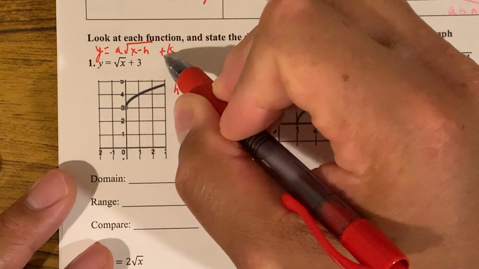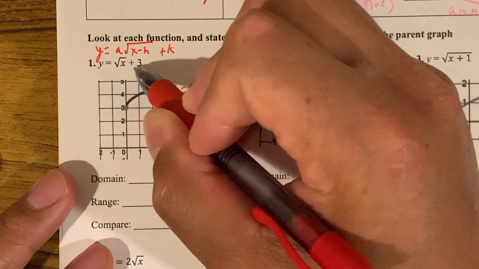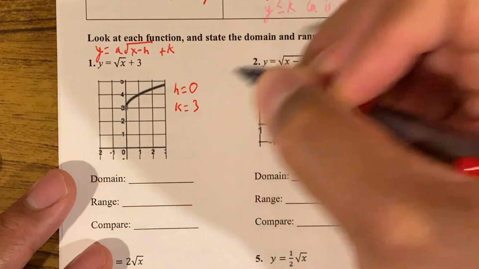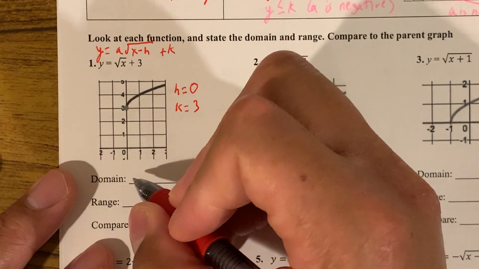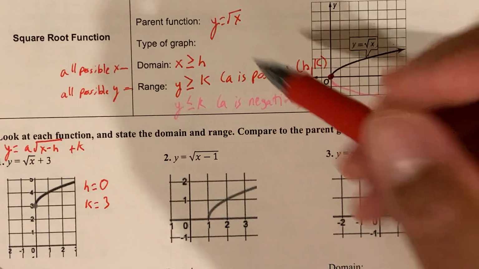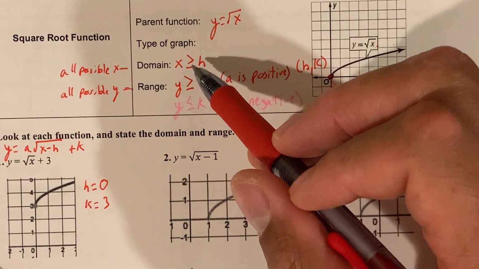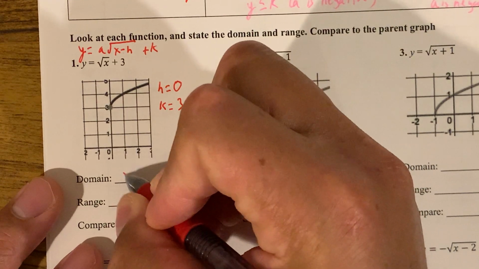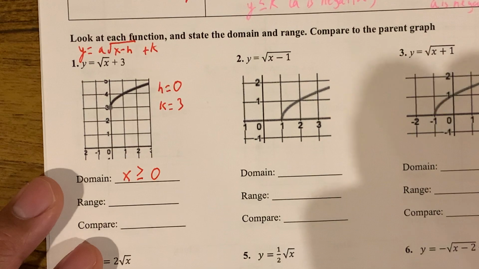Plus k is the number on the outside of the radical that's being added or subtracted, and here it's plus 3, so I know k is positive 3. Now, what does that tell me? Well, my domain, like we said, x is always greater than or equal to h. And so my domain is just all numbers x greater than or equal to 0.